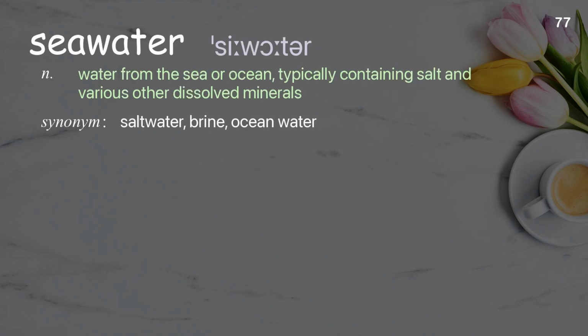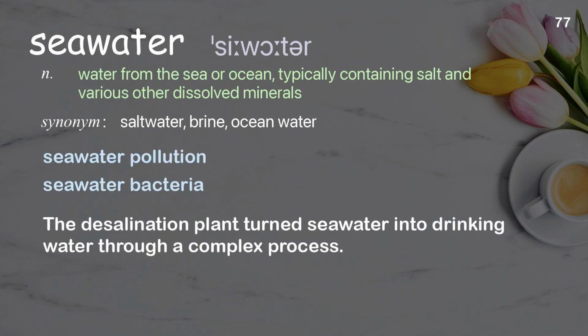Seawater. Water from the sea or ocean, typically containing salt and various other dissolved minerals. Examples: seawater pollution. Seawater bacteria. The desalination plant turned seawater into drinking water through a complex process.